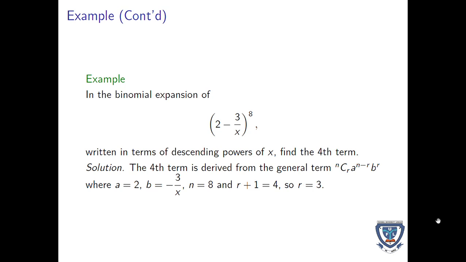Let's look at this example. In the binomial expansion of 2 minus 3 over x raised to power 8, written in terms of descending powers of x, we should find the fourth term. This is a typical question. How do we handle this using the general term of the binomial expansion? Solution. The fourth term is derived from the general term, where a is 2, b is minus 3 over x, n is equal to 8, while r plus 1 is 4, so r is 3.